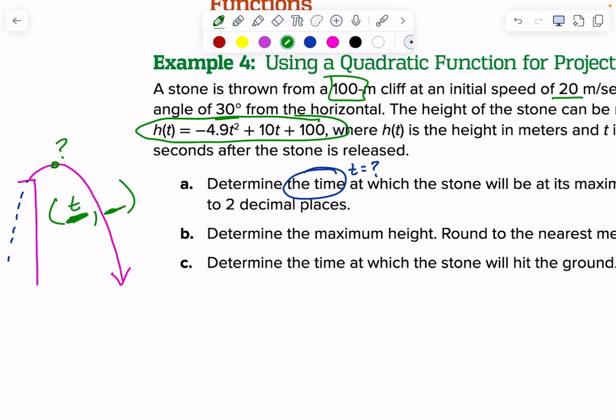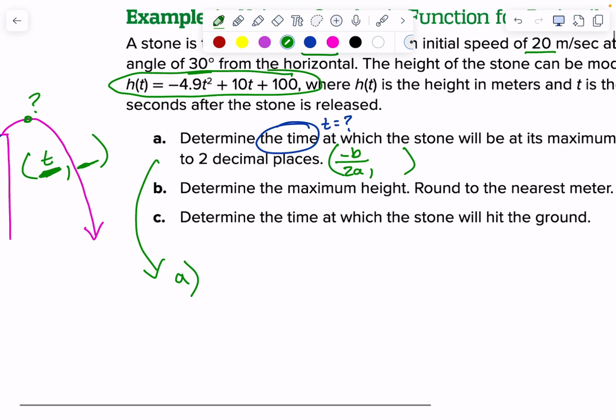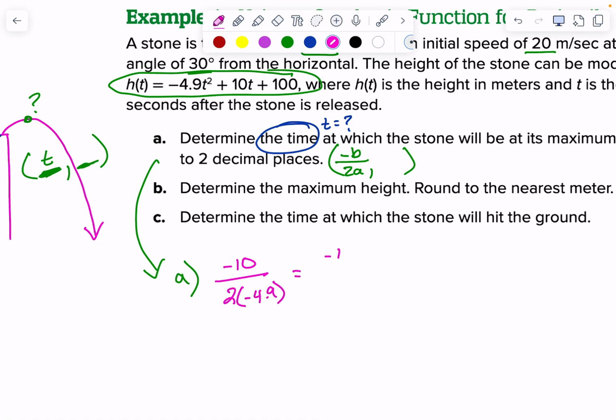You could plug in 0, but I want to do the negative b over 2a thing. Won't that give me the x coordinate of the vertex? Let's do it down here. Negative b over 2a. So what will negative b be? Negative 10, over 2 times negative 4.9. So I have negative 10 over negative 9.8, so a little over 1.